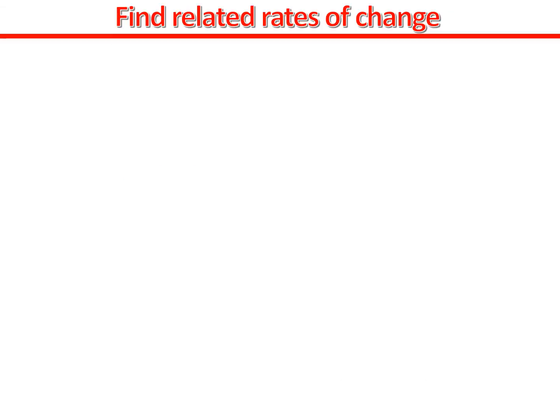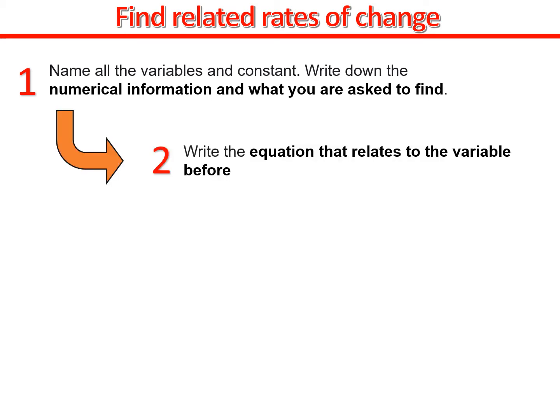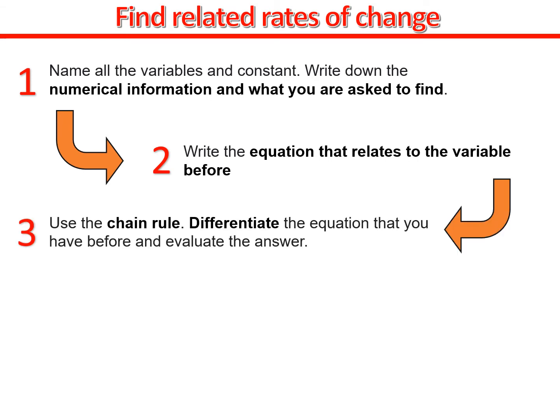How to find related rates of change? First, we need to name all the variables and constants and write down the numerical information and what you are asked to find. Second, write the equations that relate the variables. And third, use the chain rule, differentiate the equations and evaluate the answer.